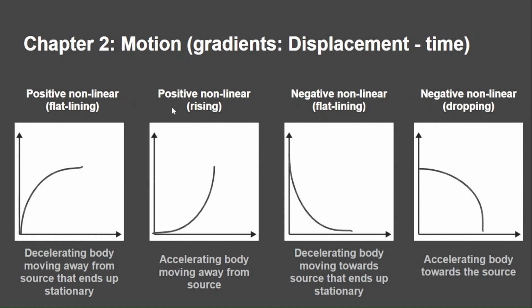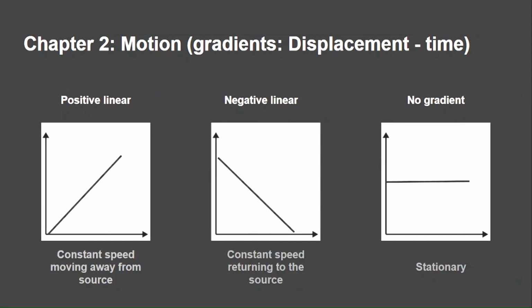When we explore the curves, I will explain what flatlining, rising, and dropping mean. But if I start off first with the linear graphs, you can see that here is a straight line. It just goes up. We know that the gradient of a displacement time graph is the velocity. In this case, the displacement is increasing, and we have a constant gradient because it's linear. So we have a constant velocity, or a constant speed if it's a distance time graph. I've mentioned that it's a constant speed moving away from the source.